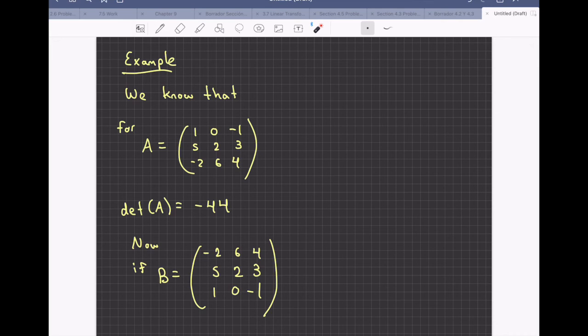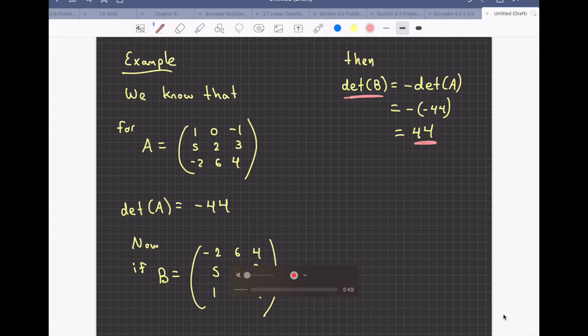Okay, so then the determinant of B is going to be negative times the determinant of A. And the determinant of A we know is negative 44. So in this case, the determinant is going to be 44. That is the property number 5.